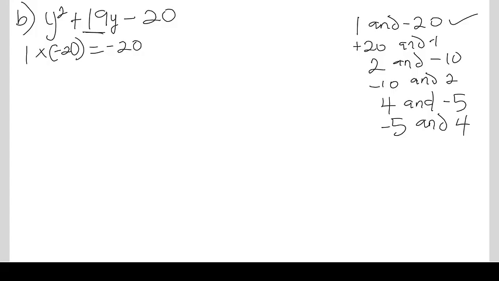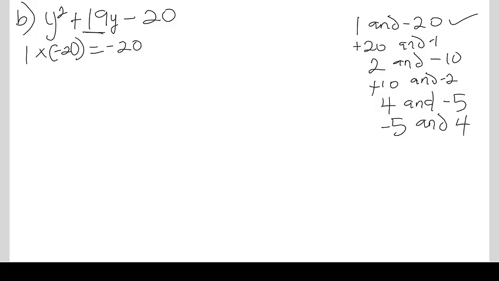But if you want to look into others, let's quickly look. We have 2 and minus 10. 2 minus 10 is going to give us minus 8, which is not the same thing as 19. And I can change the sign of minus 10 into plus 10. Plus 10 and minus 2 is not going to give me 19 also. It's going to give me 8.